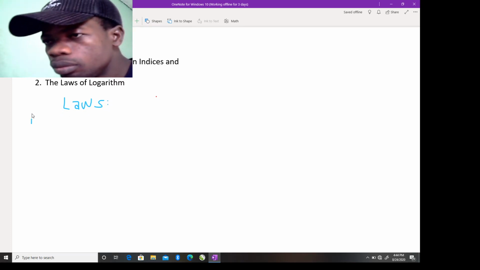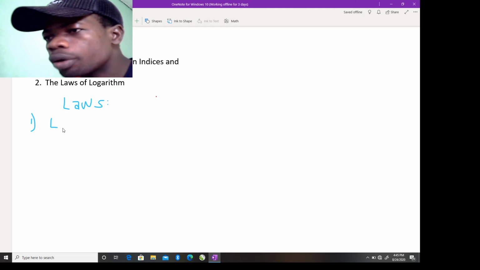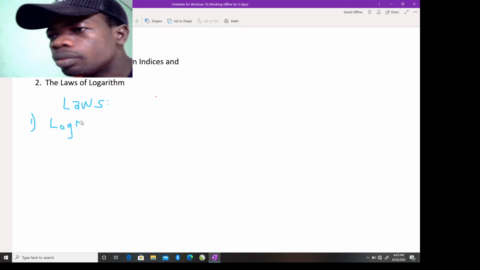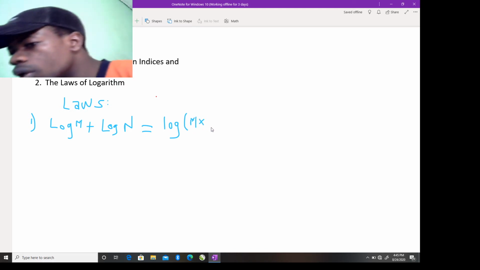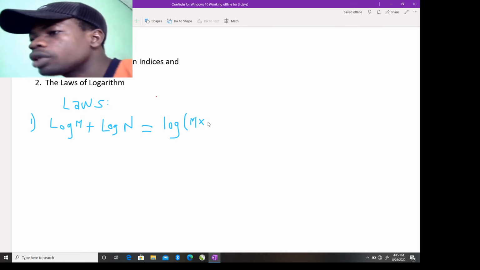The laws. Law 1: log m plus log n is equal to log, open a bracket, m times n.